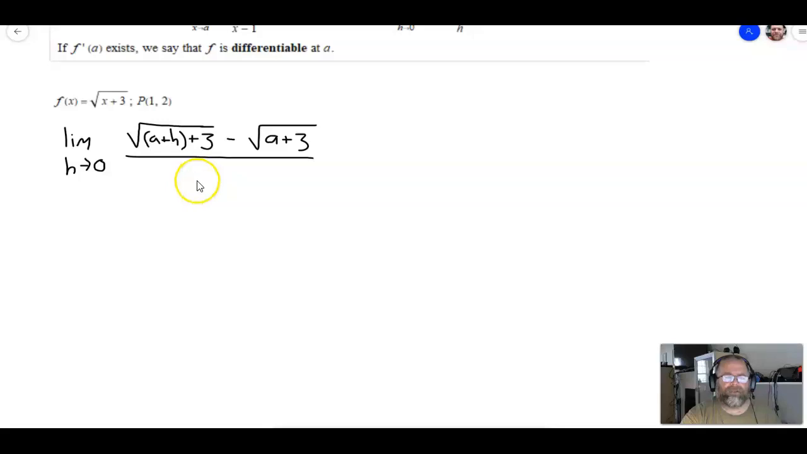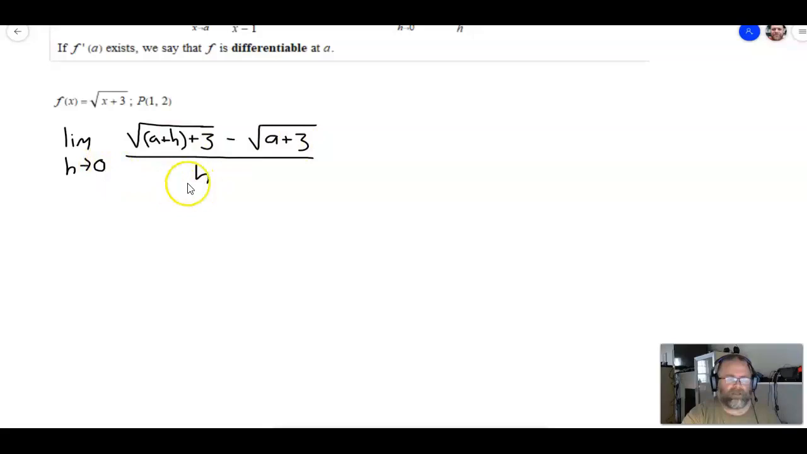all over h. And so we'll put the h down there. Now, if we were to go ahead and plug the 0 in, which we really should be checking right away, we're going to end up getting the square root of a plus 3 minus the square root of a plus 3, which is 0 on top.